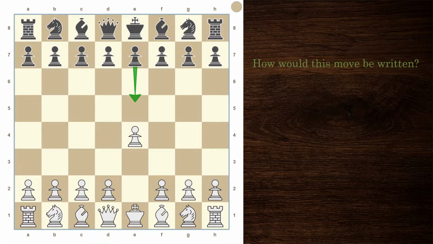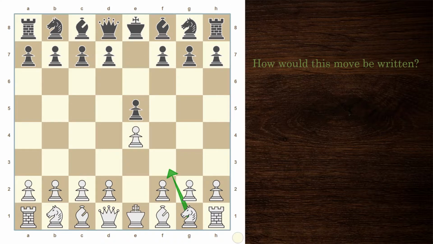Okay, so how would this move be written? Pause your video, see if you can figure it out. Again, this is a pawn, so we're not going to use one of those capital letters in front. We're just going to write the square that it goes to, and the square that it's on is E5. This is where the E file intersects with the 5th rank, so lowercase e5. And then how would this move be written here?